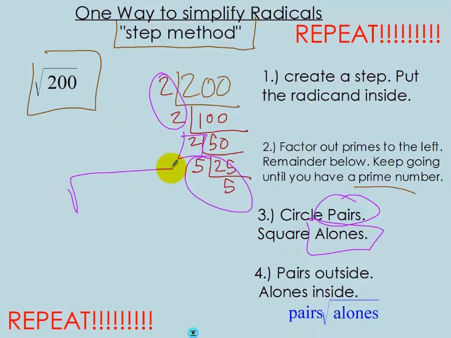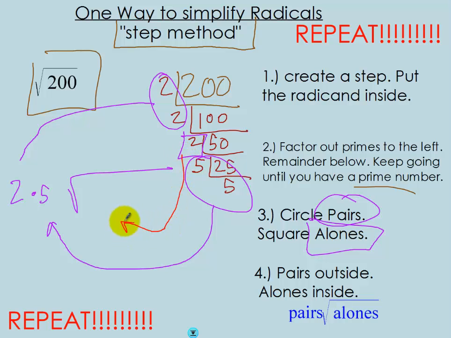So in your radical sign, the outside is going to have the pair of 2's, so a 2, times a pair of 5's, so times 5 on the outside. Inside the radical is going to be this alone 2, so that 2 goes inside here. So what I have is 2 times 5 times square root of 2, which simplifies to 10 times square root of 2, which is the simplified form of square root of 200.